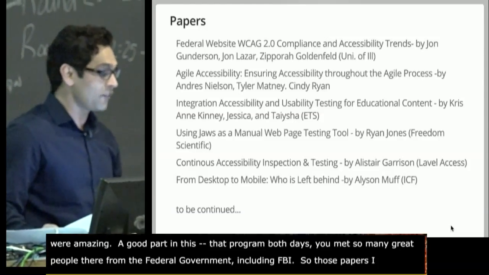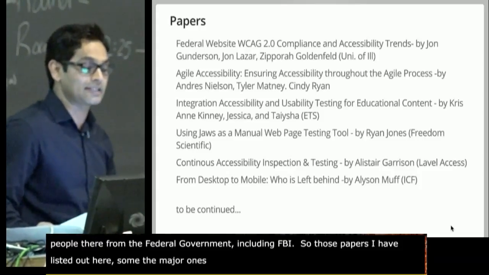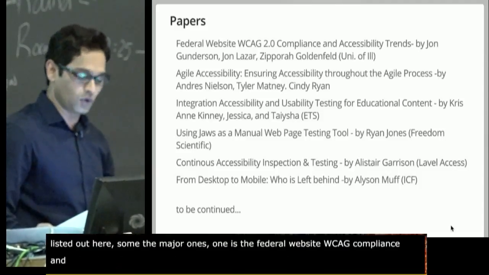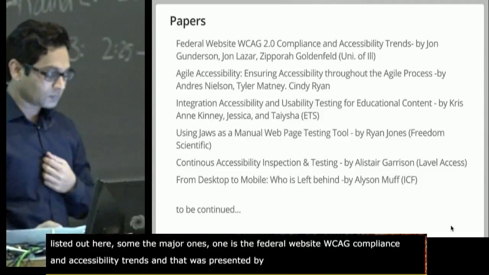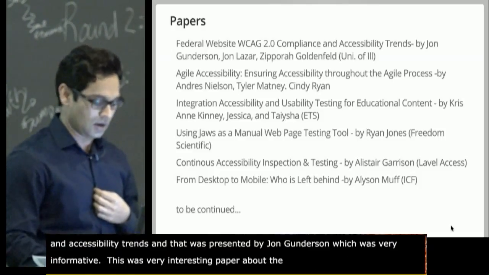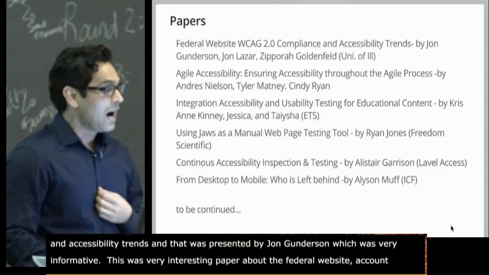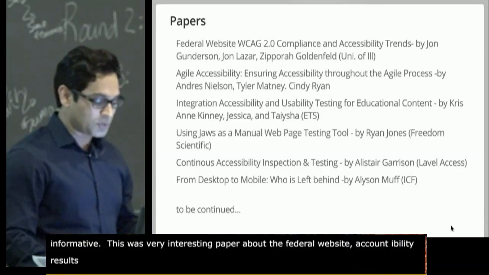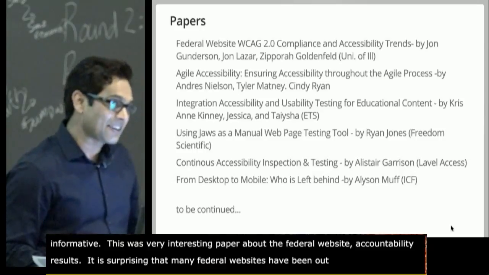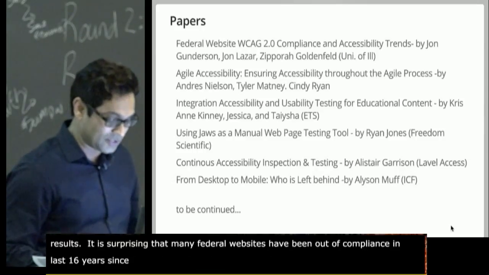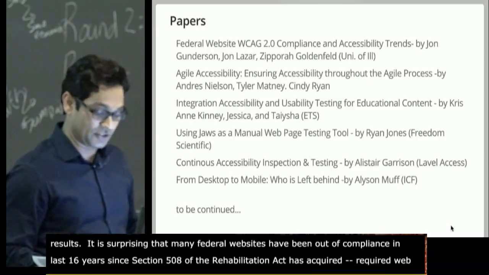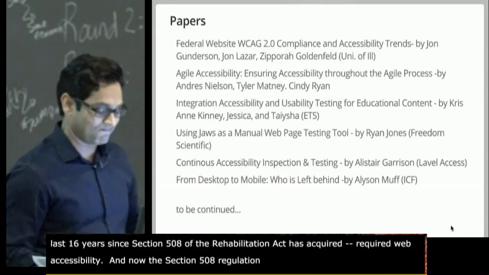Some of the major ones: one is on federal website WCAG 2 compliance and accessibility trends, presented by John Gunderson, which was very informative. This was a very interesting paper about federal website accountability results. It is surprising that many federal websites have been out of compliance in the last 16 years since Section 508 of the Rehabilitation Act has required web accessibility. And now the Section 508 regulations have been undergoing a refresh.